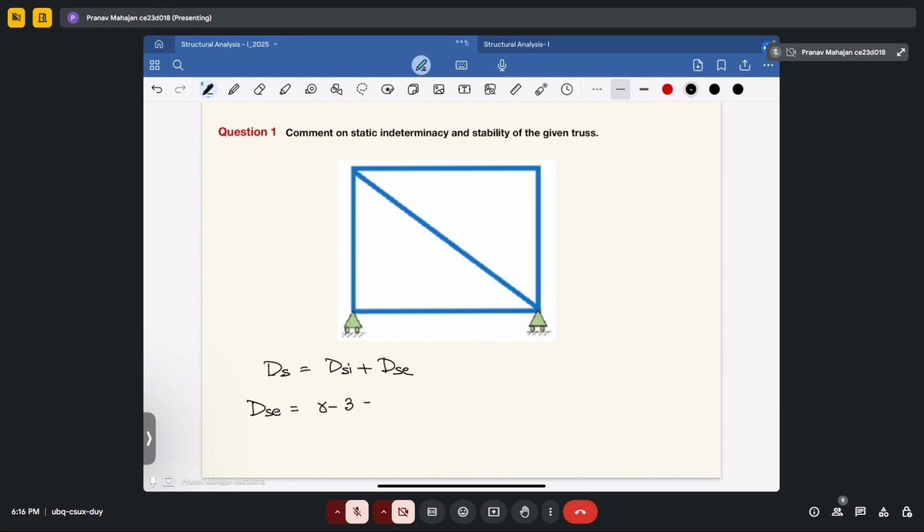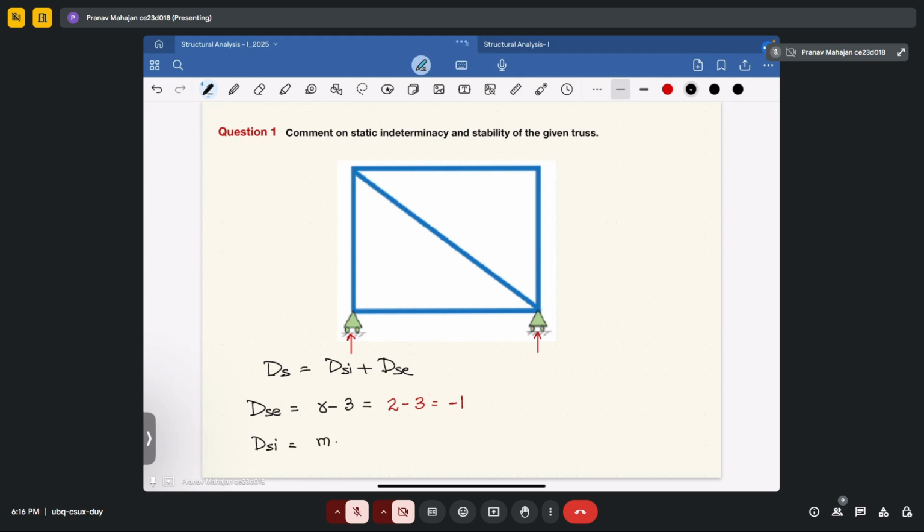So in this case, how many reactions do you have? One is this vertical reaction in this roller support, and one in this another roller support. So you have two reactions minus three equilibrium equations available with you. So your degree of external indeterminacy is equal to -1. Now talking about internal indeterminacy.